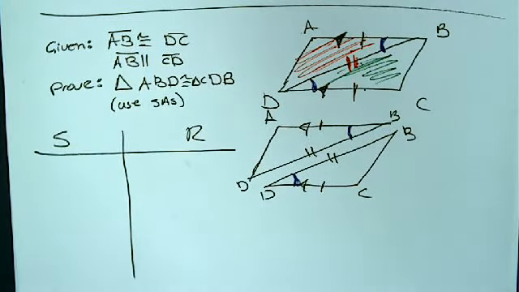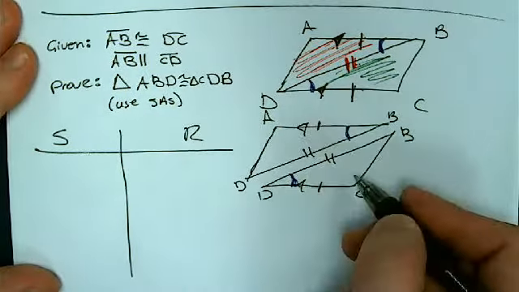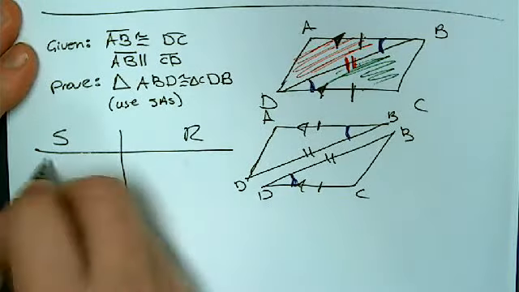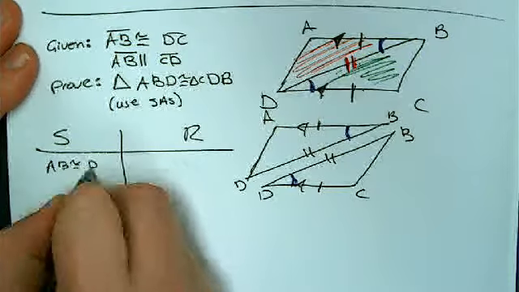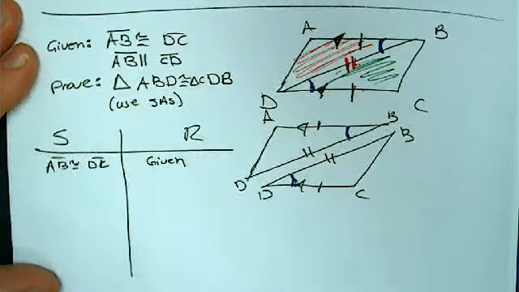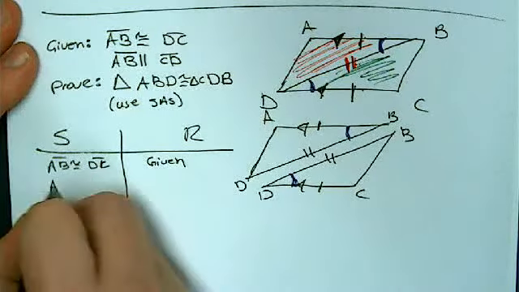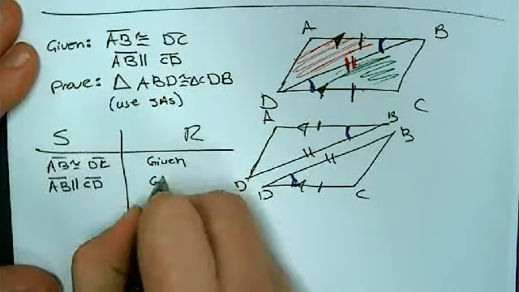There are a couple of these from scratch proofs tonight, so there is something to be said for going through it slowly, step by step, mapping it backwards, making sure everything works. So let's see. AB congruent to DC. That's one of my two givens. So it goes at the top. AB parallel to CD. That's also given.